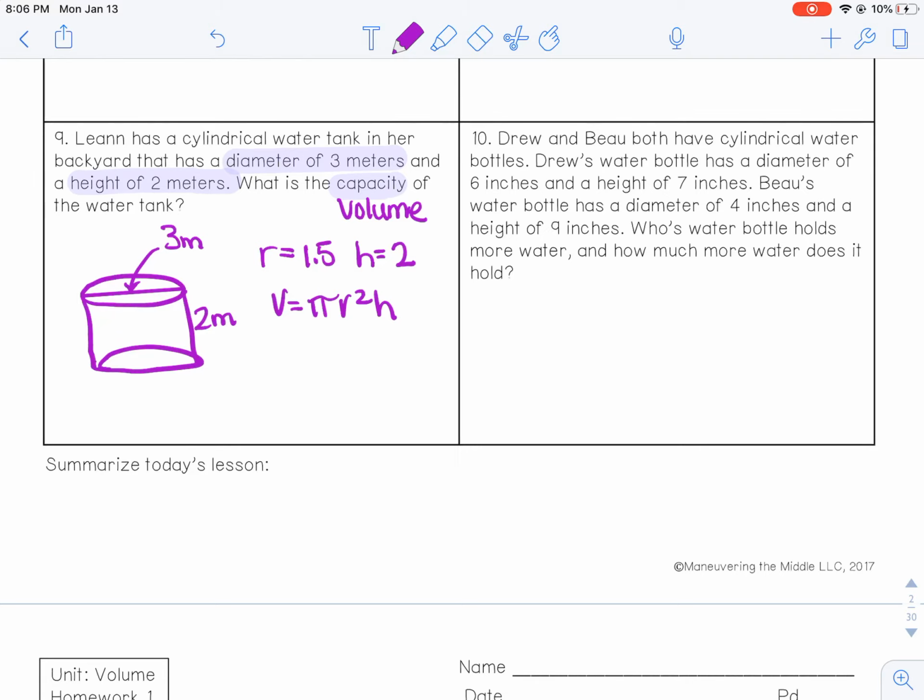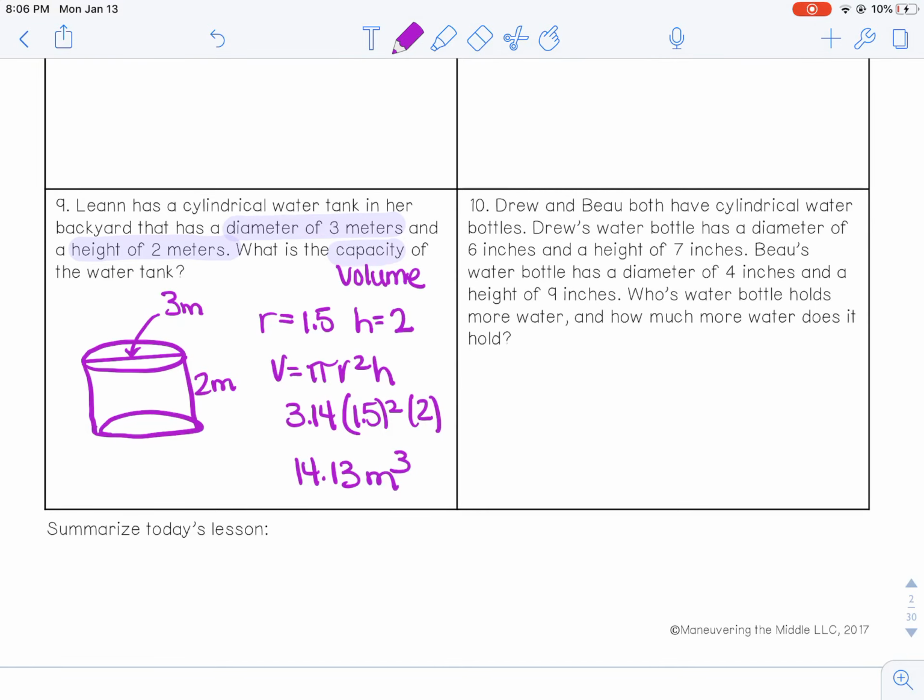So that's going to be, now this doesn't say in terms of pi, so if it doesn't say in terms of pi, I do need to replace pi with 3.14. That's going to be 1.5 squared, and that's going to be 2 over here. Okay, and when I multiply that out, it's going to give me 14.13 meters to the third power. Almost forgot that. Okay, I like that word problem. That's a good one, but it's pretty straightforward.